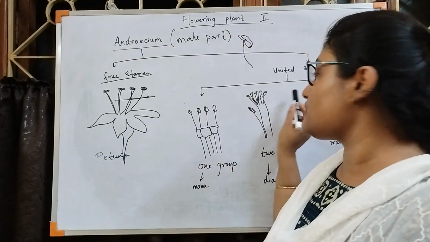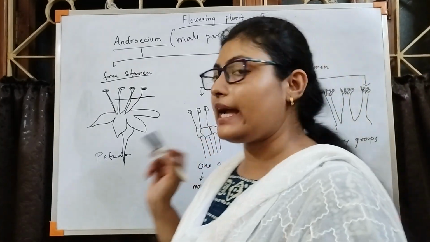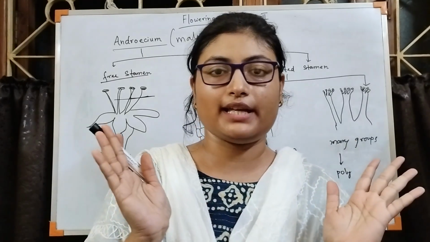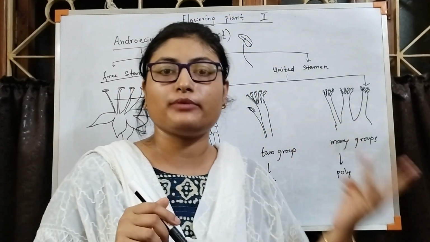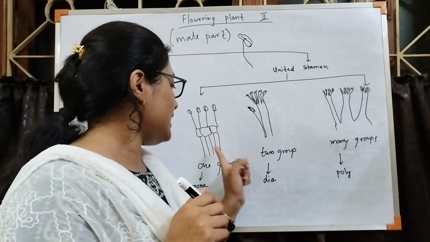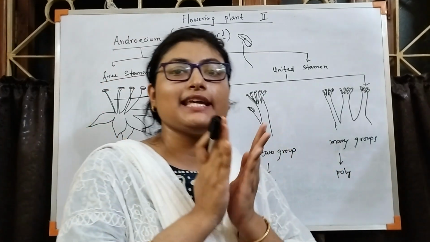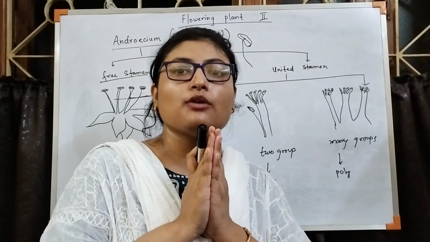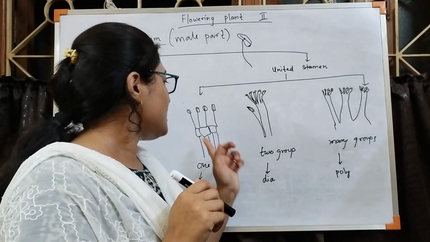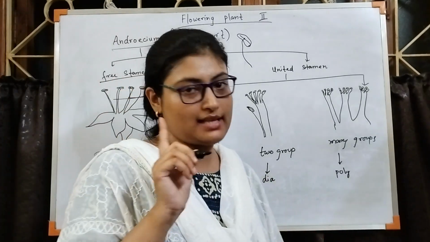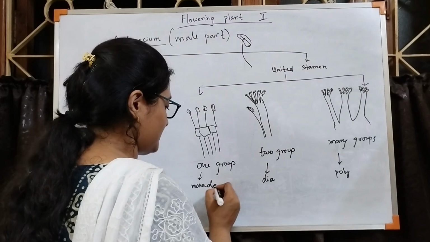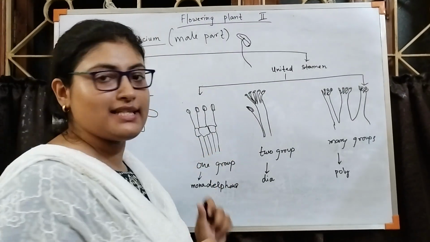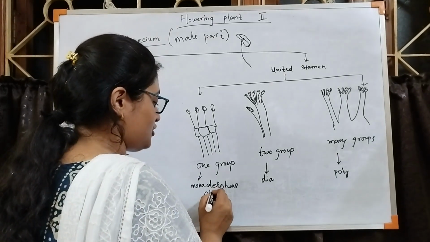Now coming to the second type, that is united stamen. The stamens are now united, they are fused, they are not free. Now there are three kinds of arrangements. Number one is one group. That means if the stamens are fused in one group, it is known as monadelphous. Mono means one. So monadelphous. This type of arrangement can be seen in China rose.